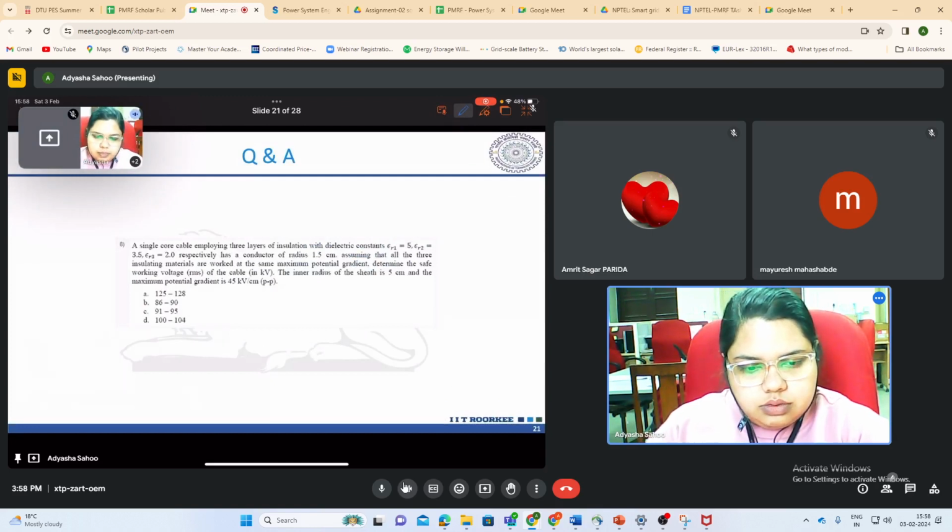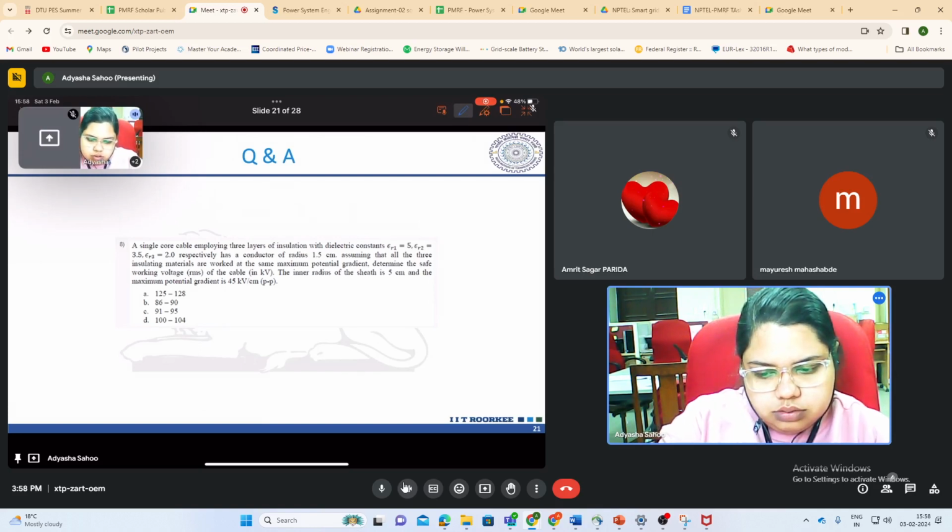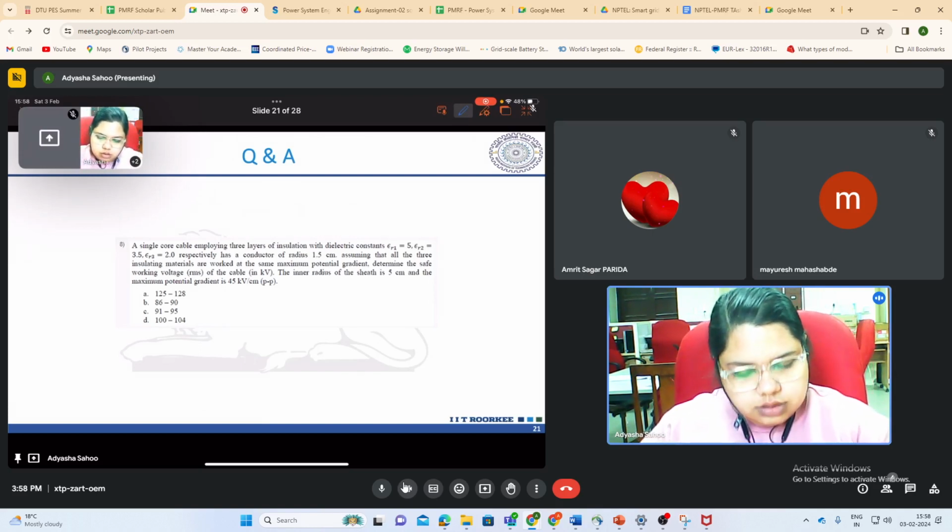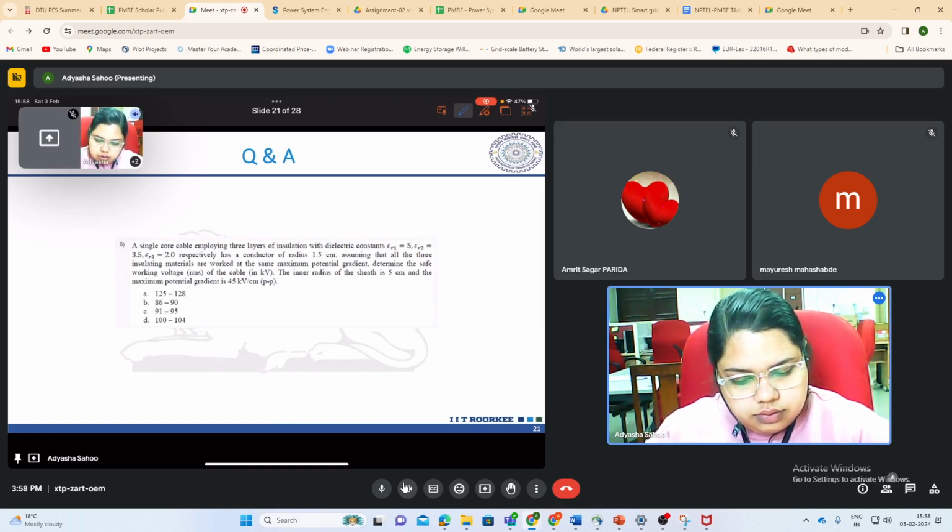Okay, next question. So a single core cable, it has three layers of insulation with dielectric constants 5, 3.5 and 2, and has conductor radius of 1.5. So assuming that all three layers are worked at same maximum potential gradient, determine the safe working voltage of cable. So inner and outer radius and maximum are given.